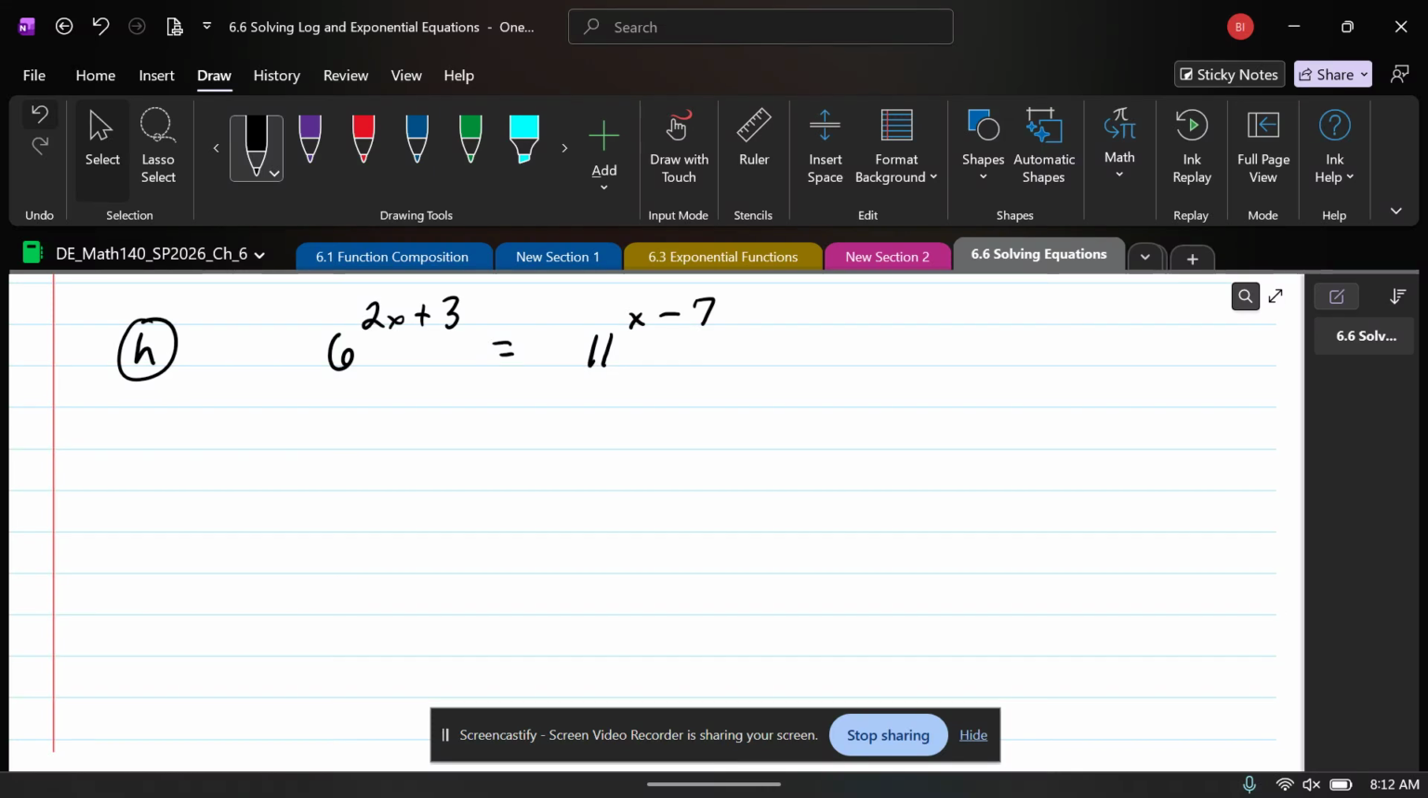Okay. So when I look at that one, I see that the base of the left side is a 6. The base of the right side is an 11. Those are numbers that can't be rewritten as exponentials to get the base the same. So that's how I know, hey, this is one of those where I've got to use the natural log to solve it, because the bases are different on each side. So I'm going to take the natural log of each side.